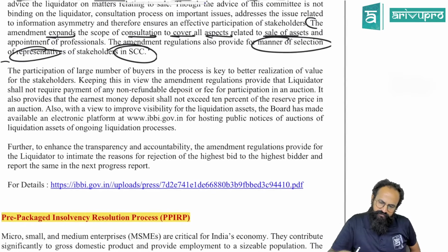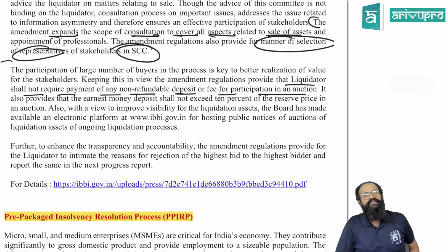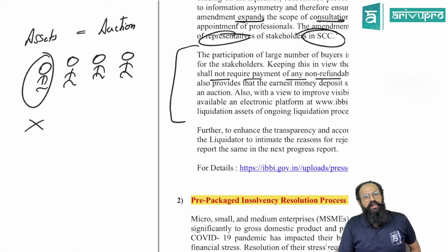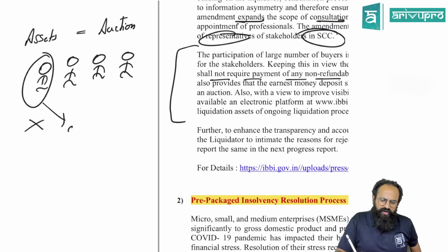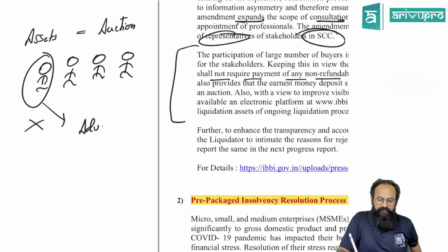So see here, the liquidator shall not require payment of any non-refundable deposit or fees for participating in the auction. So don't pay, just come and participate. If you think it's good, then you can take it and go. And earlier, whenever someone bids the highest amount, this person had to give something called earnest money. You can say it as an advance.